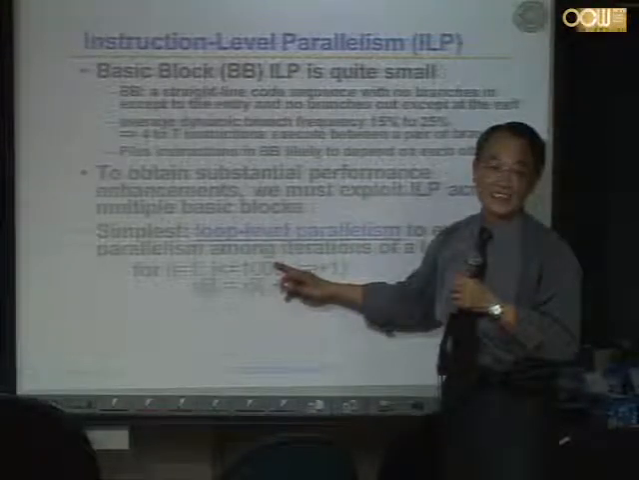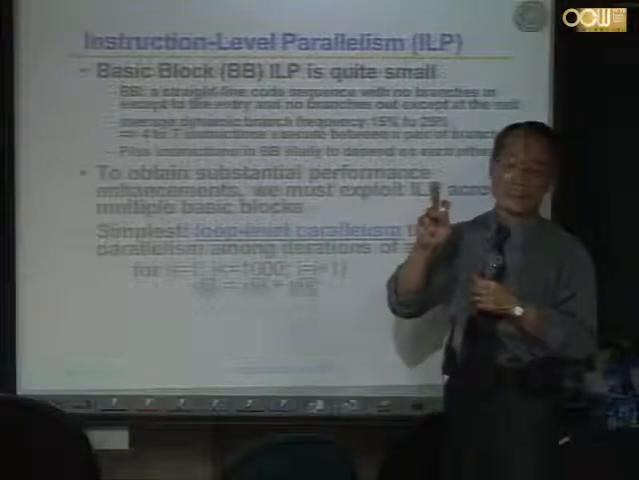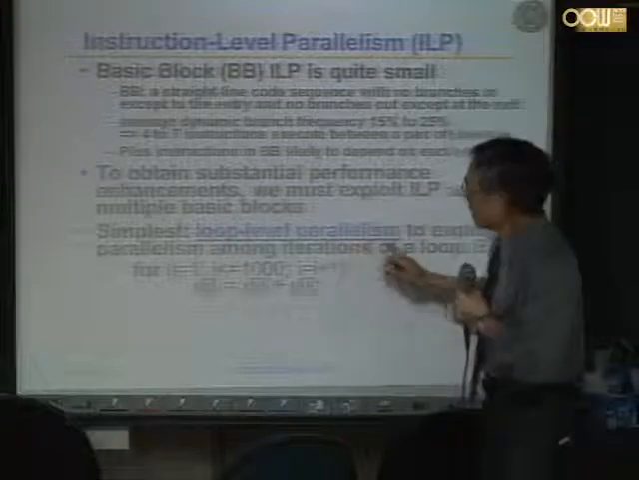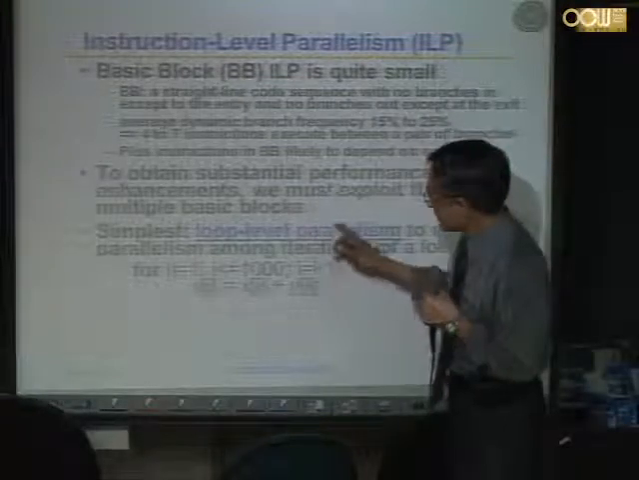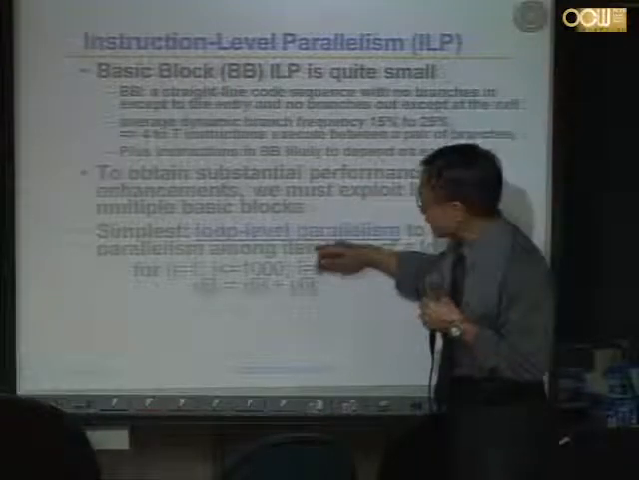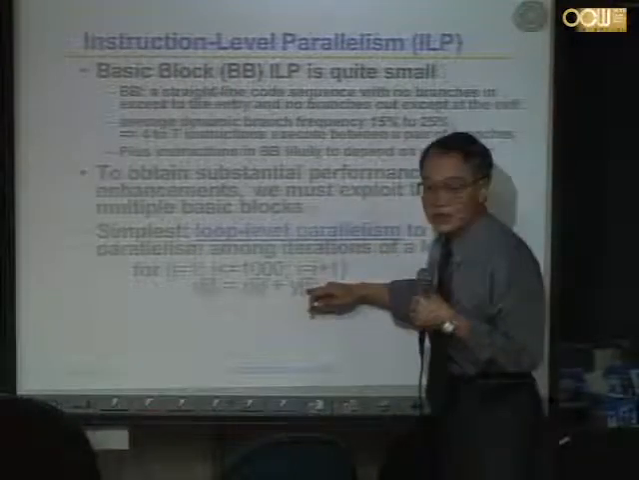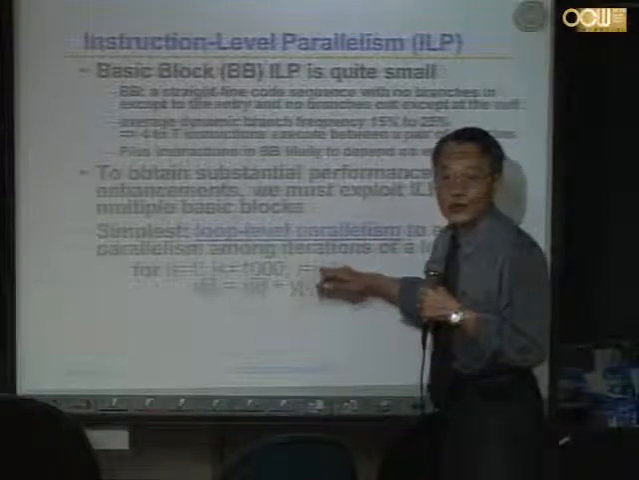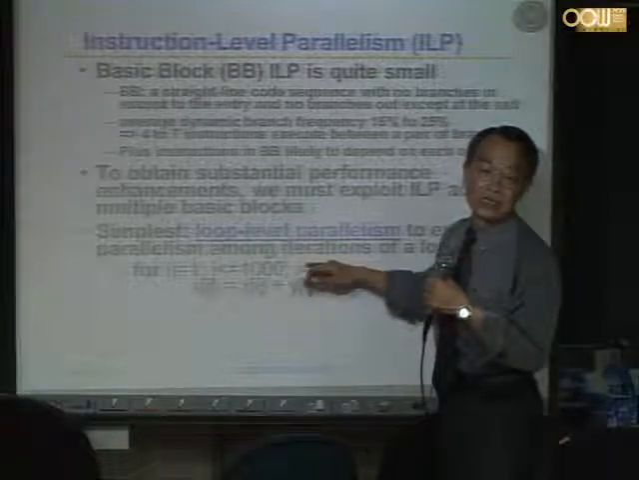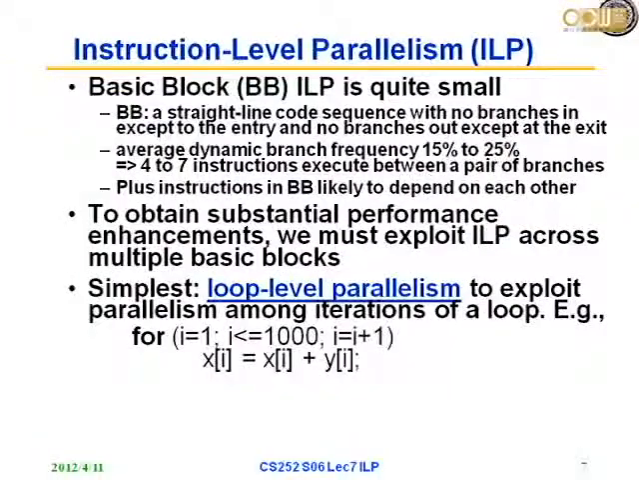Whoops. We have 1 iteration left out. What should we do with that? Okay, use prolog code. Add in some code to do the first iteration and do the rest 999 within the loop body. So that's the so-called loop unrolling.